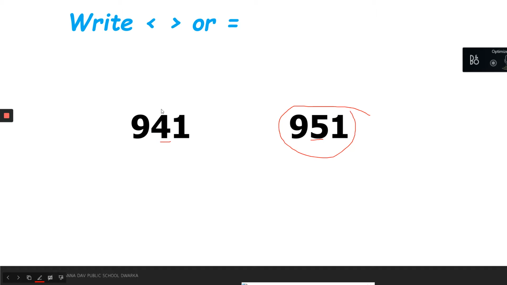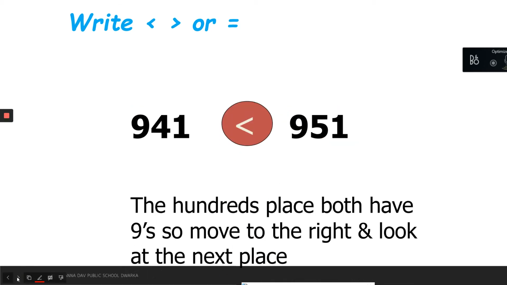The point to be noted here is that we always compare the digits which belong to the same place. Like we can't compare 9 and 5. We will always compare 9 and 9 because they both are in the same place, that is hundreds, right? Since they are the same, we move to the next place, that is tens. Here it is 4 at the tens place, here it is 5 at the tens place. Since 5 is more, 951 becomes greater.